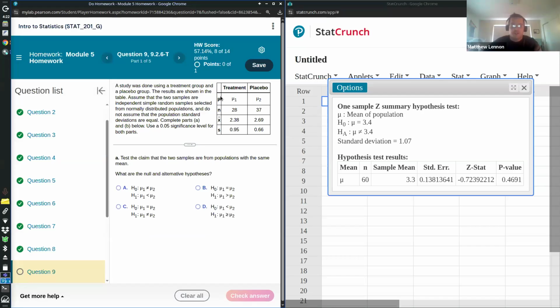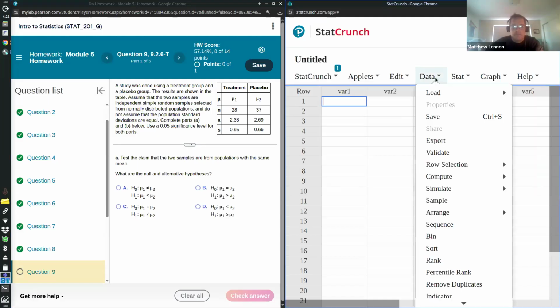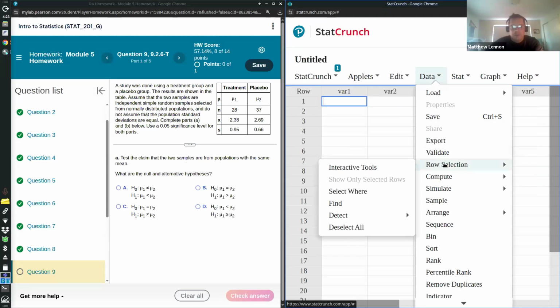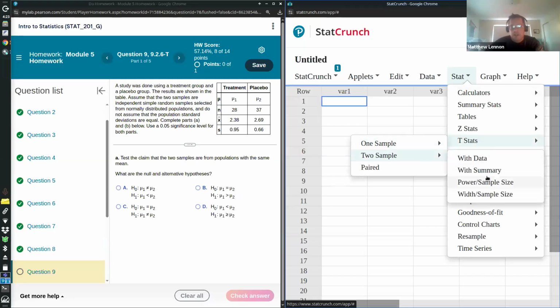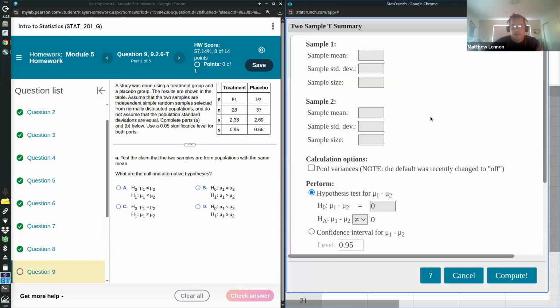Okay, so now we're on a 2 sample. And because we have s, the sample standard deviation, which means we're back to the world of doing t-tests, not z-tests. So T is in Tango, not Z is in Zulu. So stat, t-stat, 2 sample, and then this chart is giving us summary data.